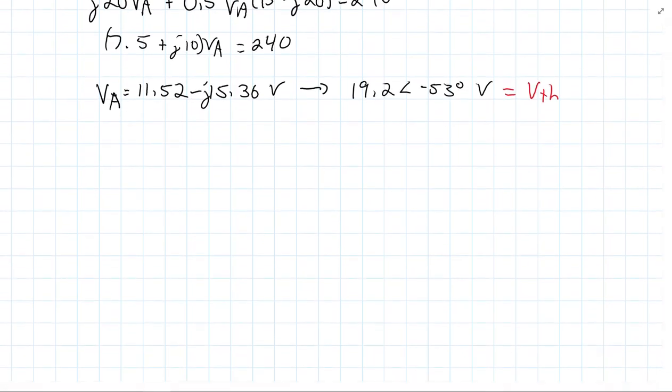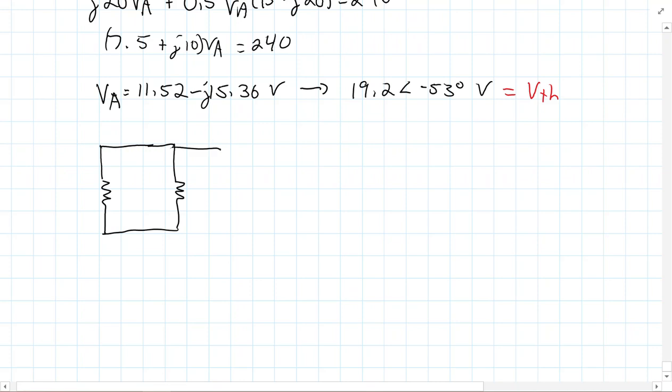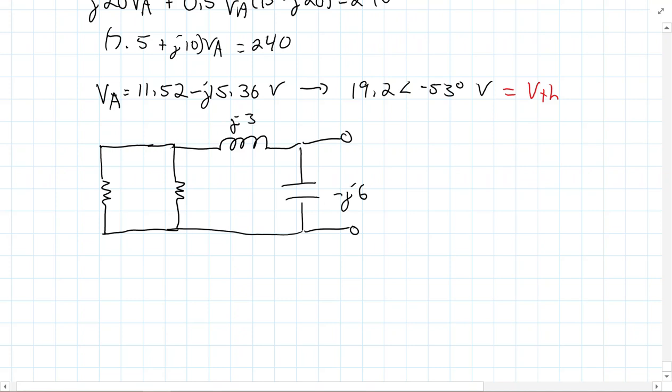Now, I'm going to find my Zthevenin, which I'll redraw the circuit for, and of course, because there are only independent power supplies, I can just turn that off. So when I redraw my circuit with the power supply turned off, this would be the circuit I'd wind up with. And so this would be minus J6, J3, 20, and 5.